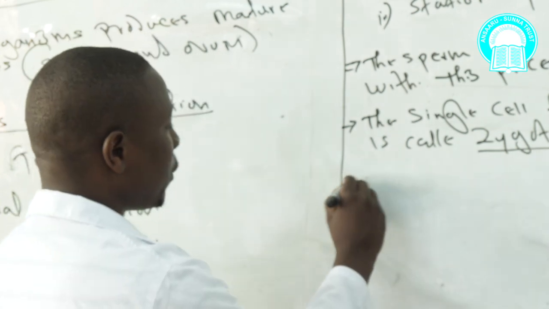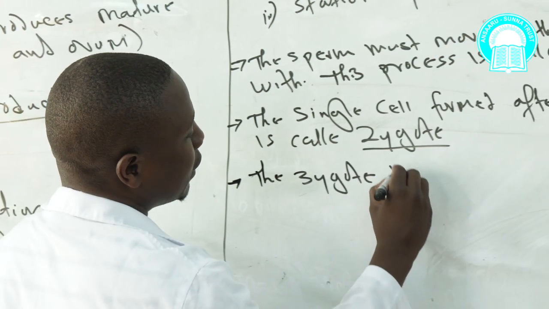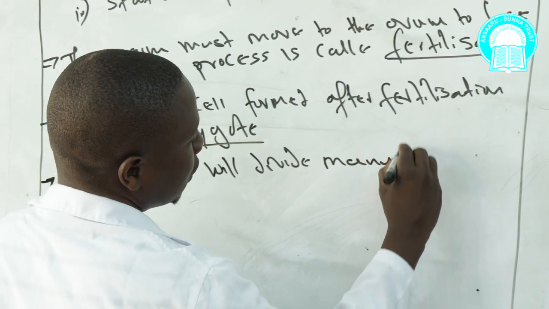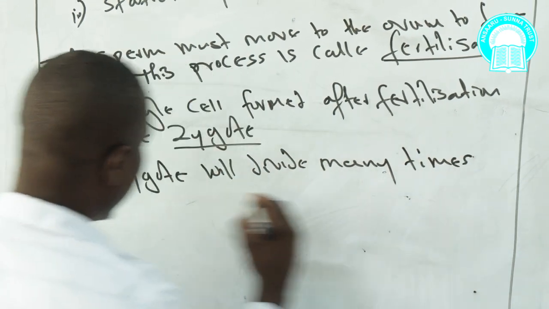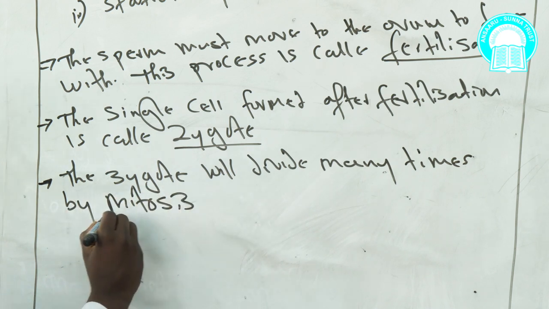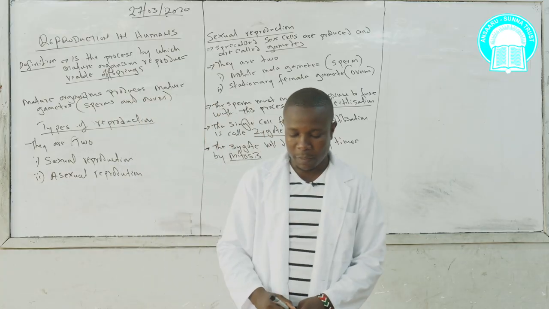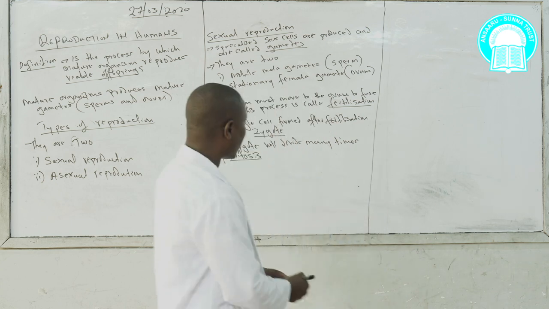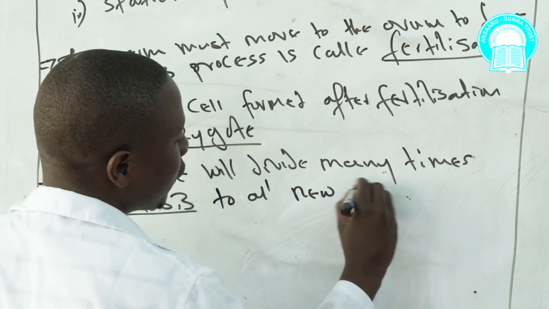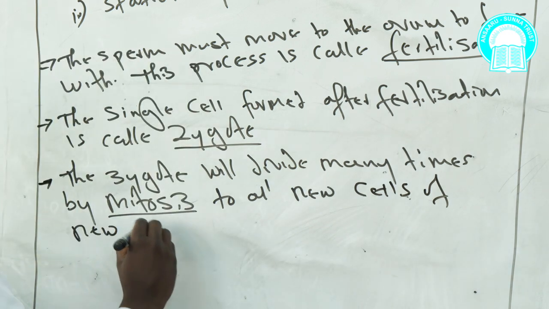So the zygote will divide many times by mitosis to form all the new cells of an animal, the new organism.